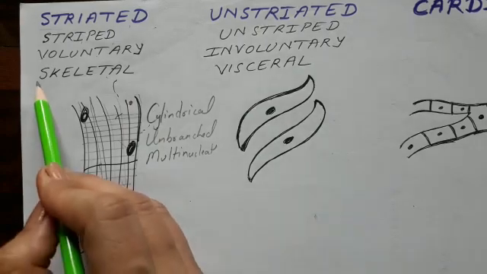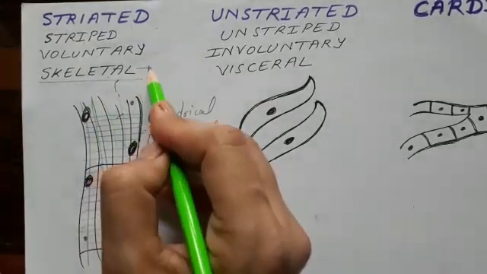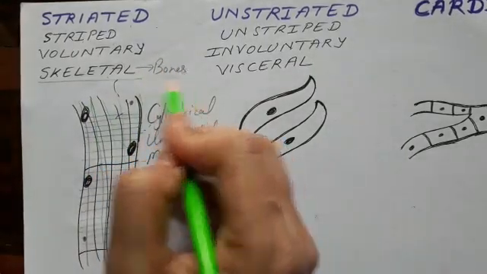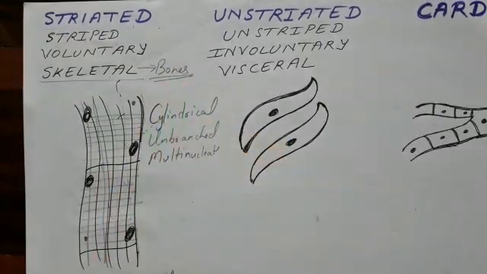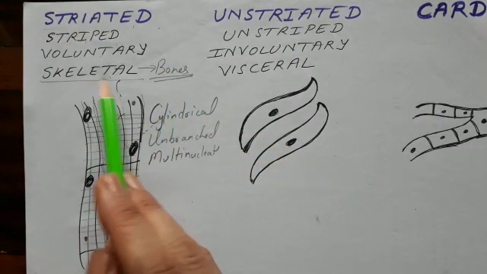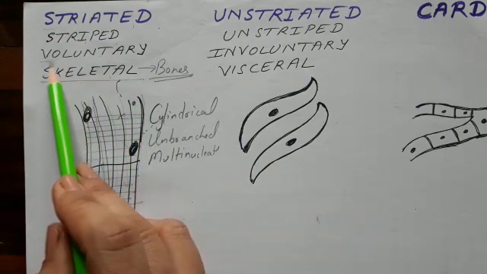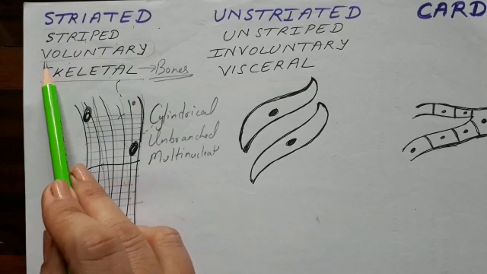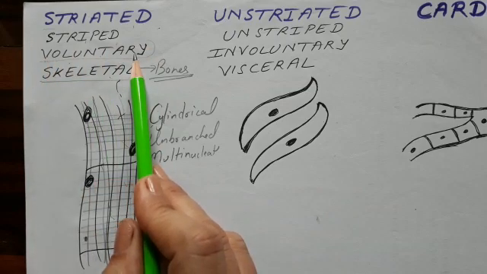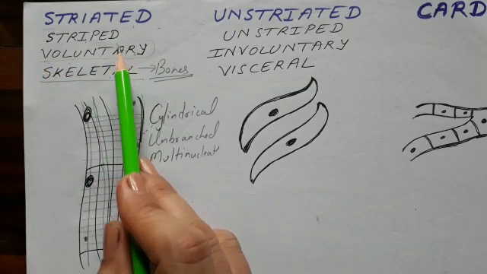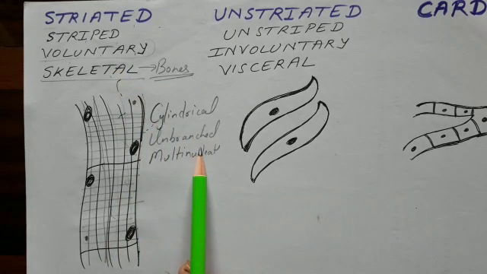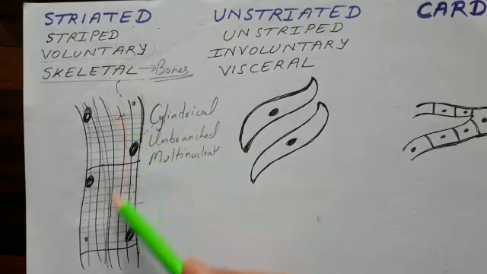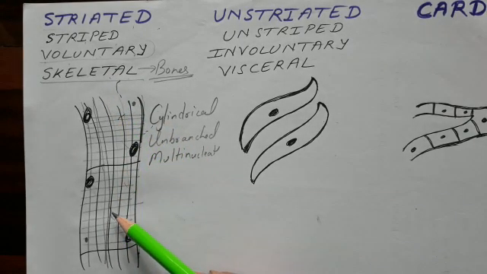They are called skeletal muscles because they are attached to the bones. These muscles are mainly attached to the bones, so they are called skeletal muscles. These muscles we are able to control by our will, so they are also called voluntary muscles because we can move them according to our will. So they are called striated, voluntary or skeletal muscles. These myofibrils are highly contractile.